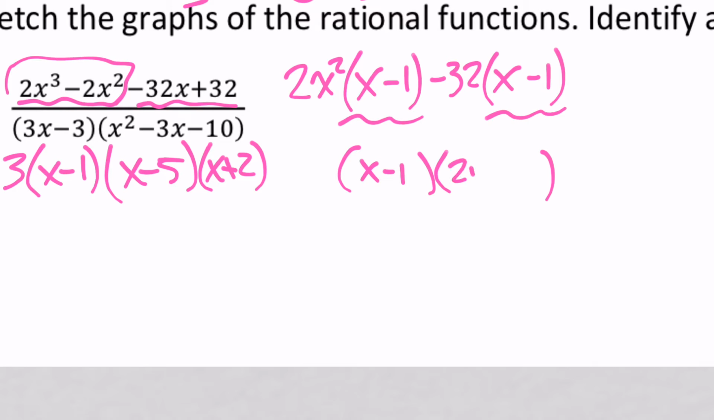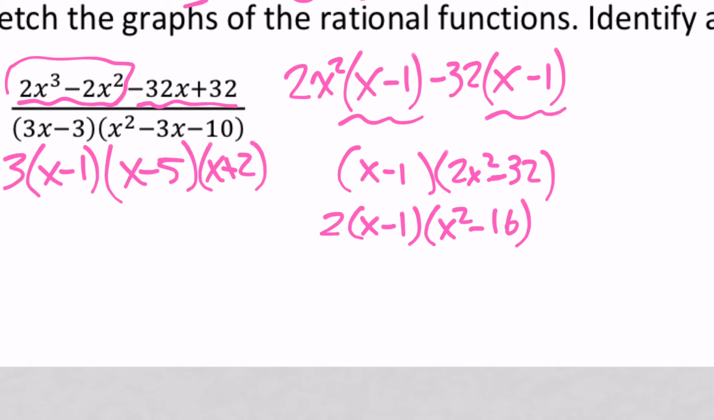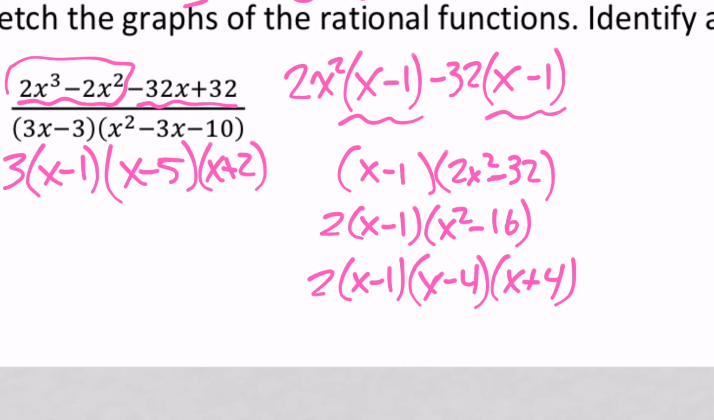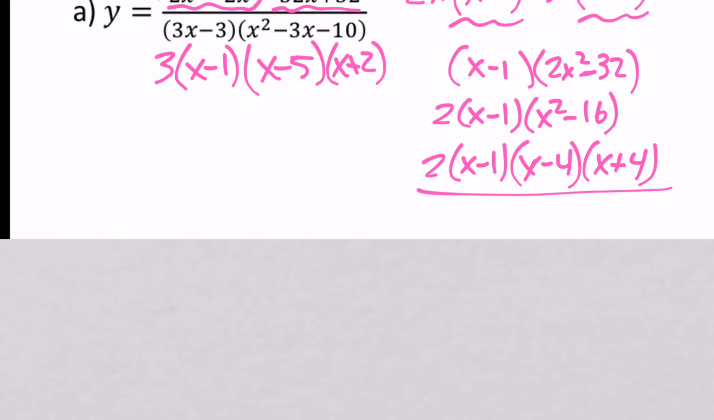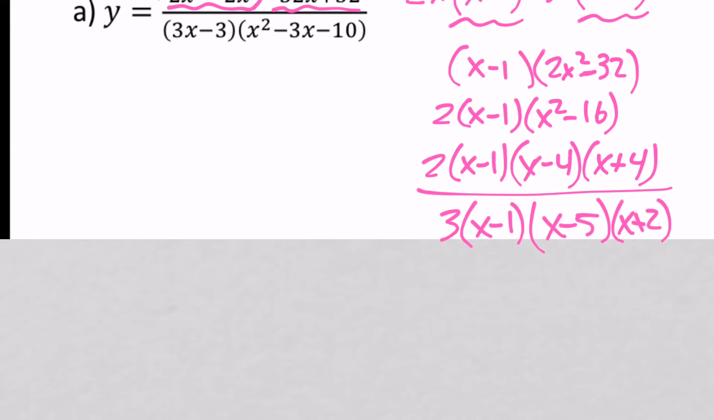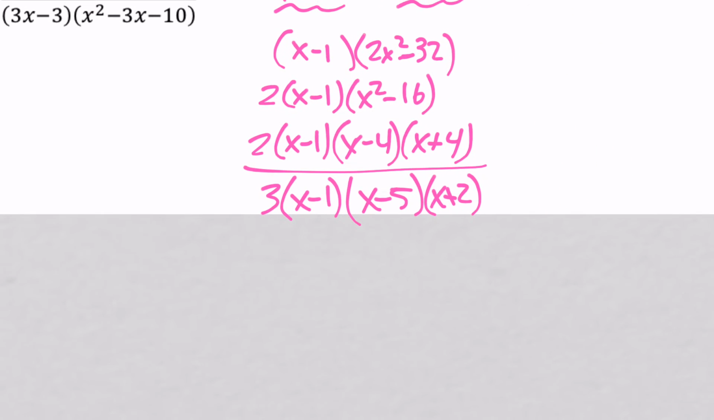2x squared minus 32. So I have that right there. Notice 2x squared minus 32 can be factored further. I can pull out the 2, so I have x minus 1 times x squared minus 16. And now hopefully I see 2 times x minus 1 times x minus 4 times x plus 4, a difference of squares. That is all over this denominator that I have already factored. And look, we have x minus 1 over x minus 1.